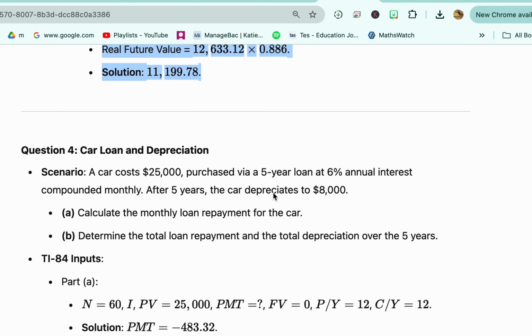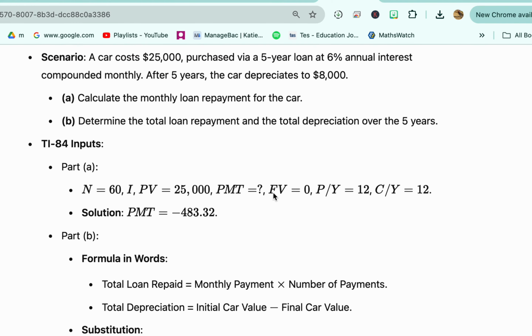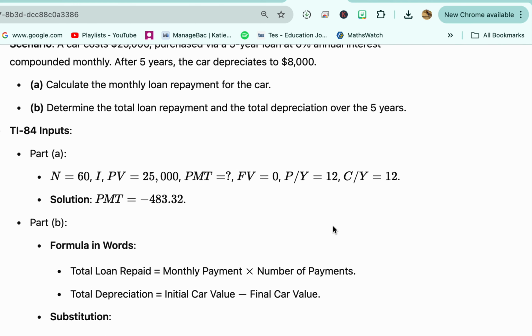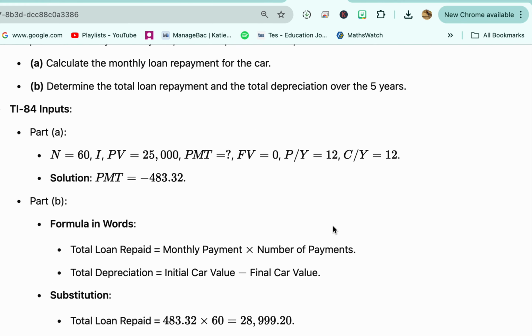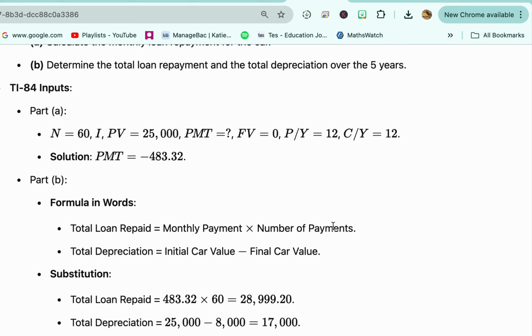So this next question, really quite straightforward. Again, I'll allow you to pause on the video if you want to have a go at that. And I'm now going to scroll down. As you can see, total loan repaid is often timesing. Total depreciation or interest is often subtracting.